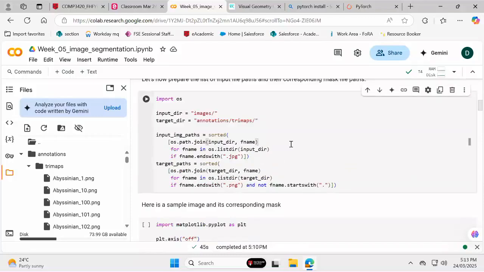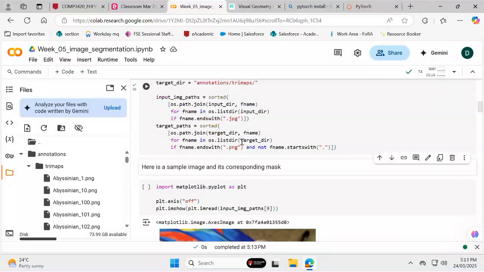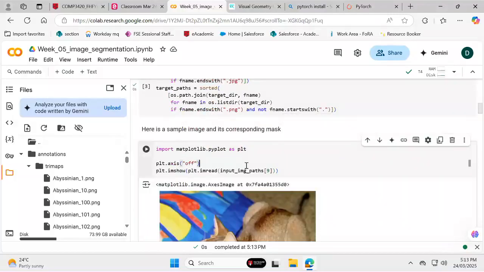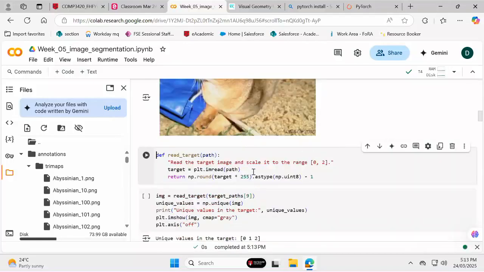First of all, let's load the paths of the images. This code here is just listing all the paths for the images and for the trimaps, that's the maps, the target mask. And then I got the list, and now let's just read one image and display it, which is here. And now let's read the mask.